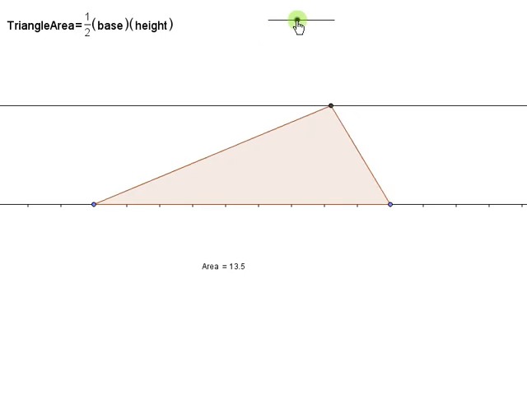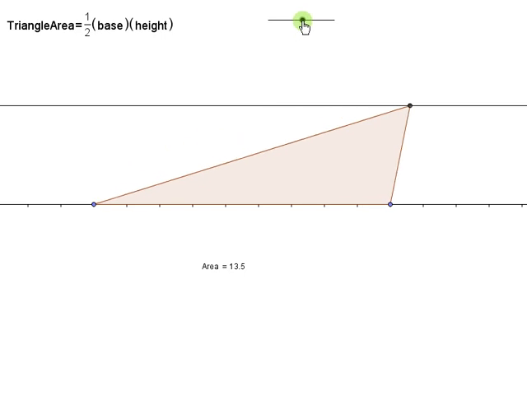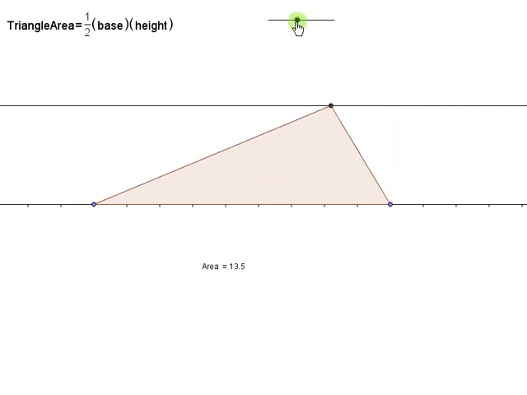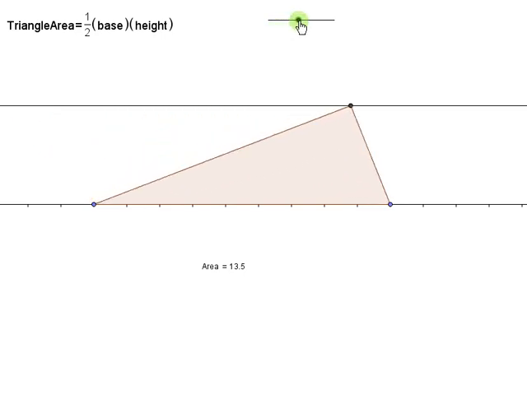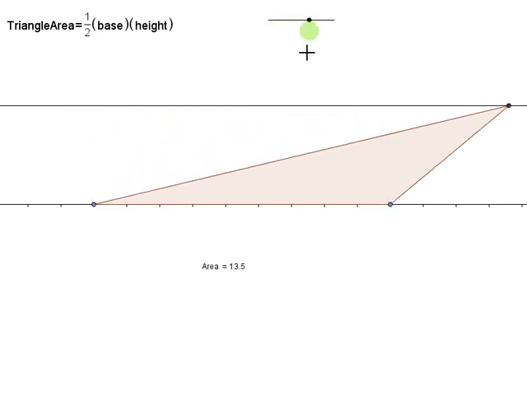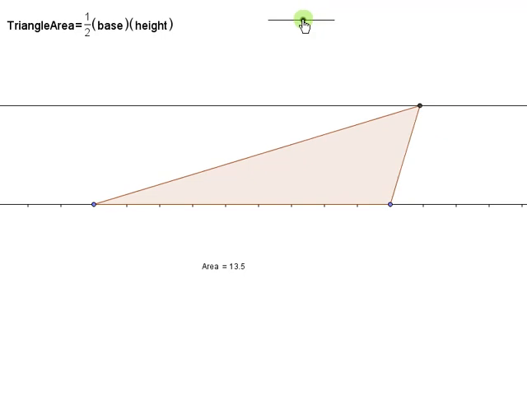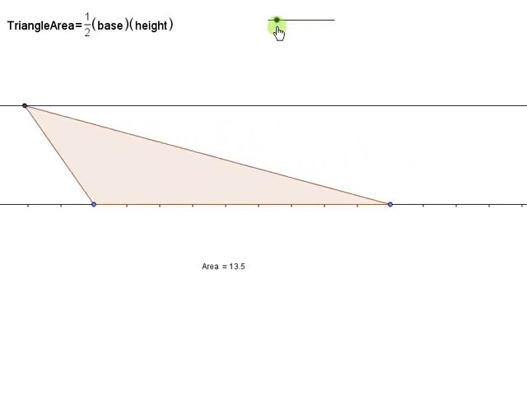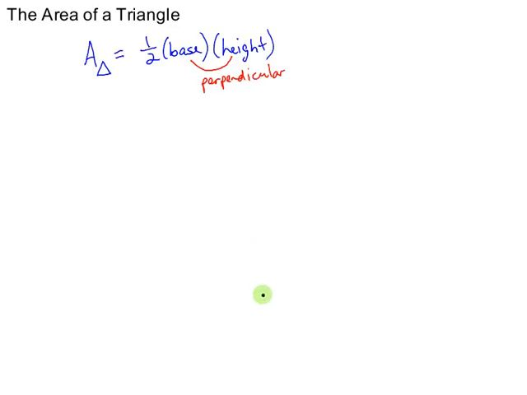And even if I move my top point, the base is staying the same, notice, and the height is staying the same. My triangles all look different. These are all different triangles. The base and the height are the same, so the area is not changing. So all of these triangles have the same area because the base length and the height length are the same. Okay, so this is rather interesting. So now how do you set up the relationship between the base and the height?